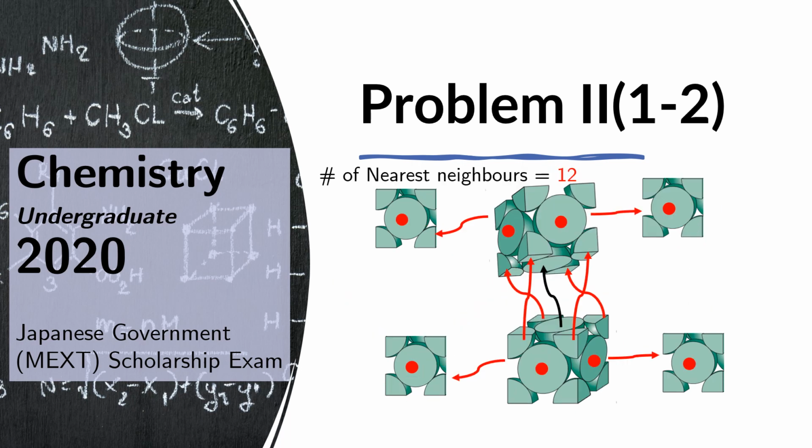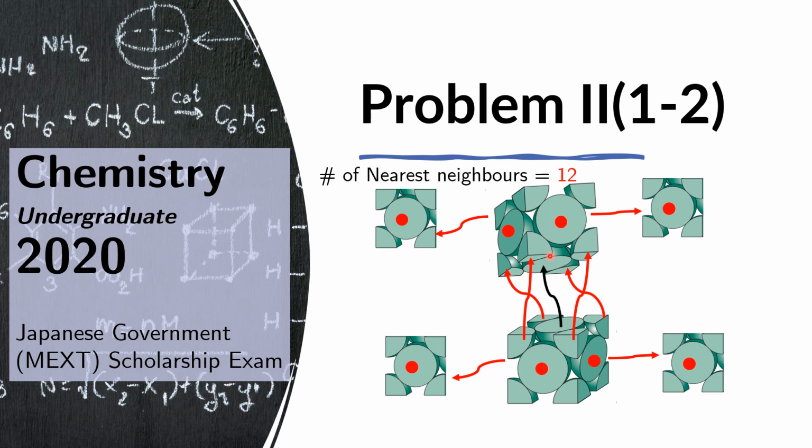Here we count the number of nearest neighbors. Let us focus on this half atom on the top face. The other half of this atom is on the unit cube on top of this cube, and so we draw this unit cube here. Imagine that this unit cube is on top of this unit cube. Therefore, the other half of this atom is this atom, drawn in black arrows.